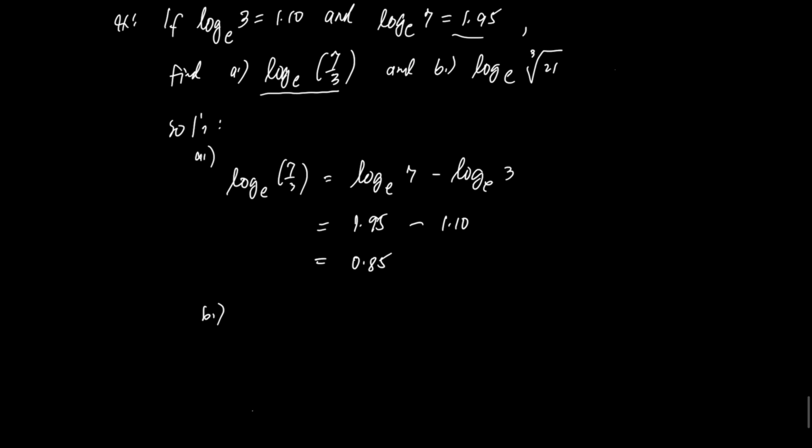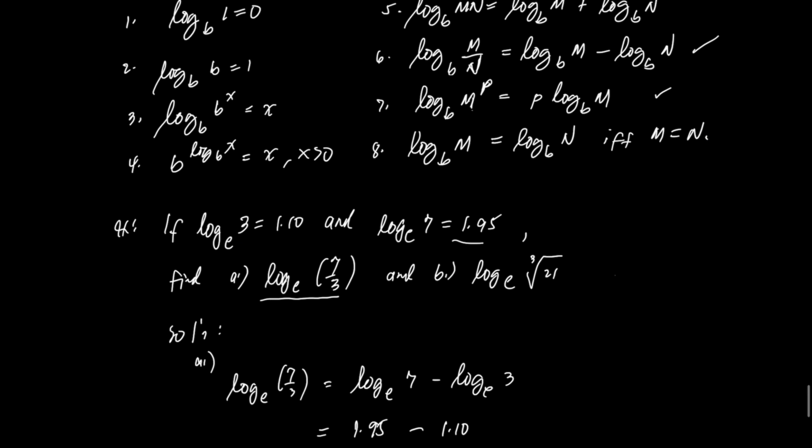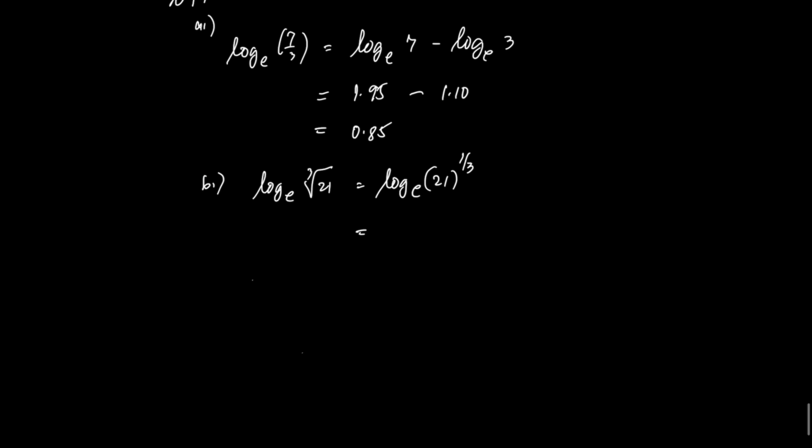Now for letter B, log to the base e of cube root of 21. Take note that cube root of 21 can also be written as 21 in terms of exponents, which is 1/3. So log to the base e of 21 to the power of 1/3. So from here, we can apply property number 7. So that we can write this one as 1/3 log to the base e of 21.